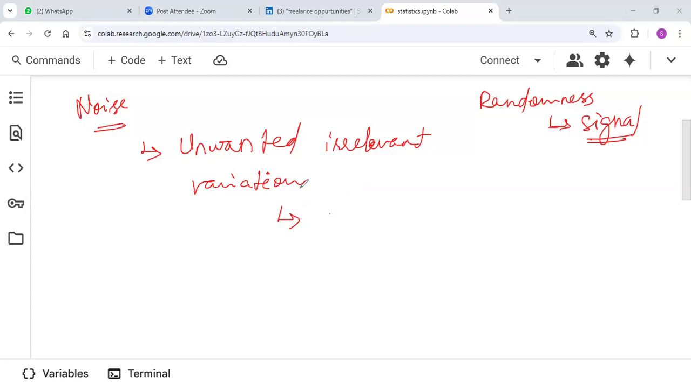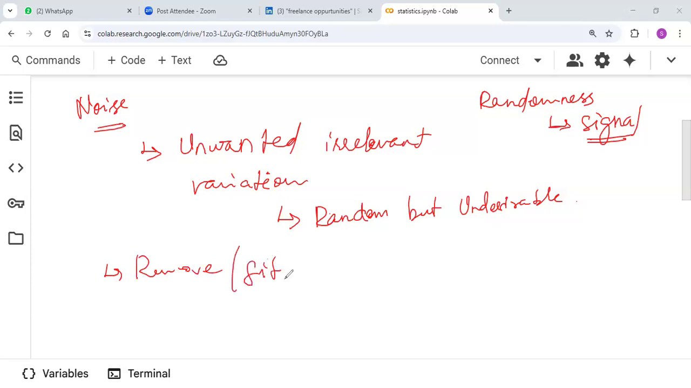Guys, are you getting it? This is unwanted, irrelevant information. It is also random, but undesirable. If you have this unwanted, irrelevant variation in your data, then it might mask the true underlying pattern. So you need to either remove this noise, or filter this noise.